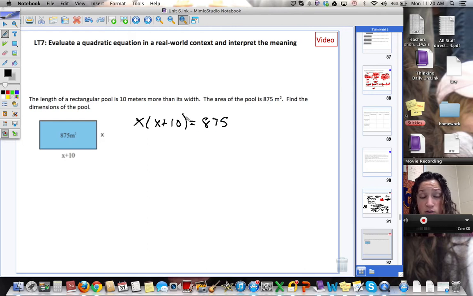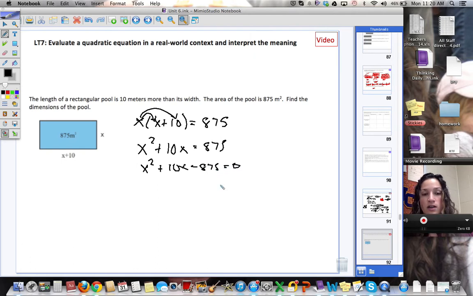Again, I can't set each factor equal to 875, because the product is not 0. So I have to distribute: x squared plus 10x equals 875. Then x squared plus 10x minus 875 equals 0. Again, you can use the box method, but I don't know the factors of 875 off the top of my head, so I'm going to use the quadratic.